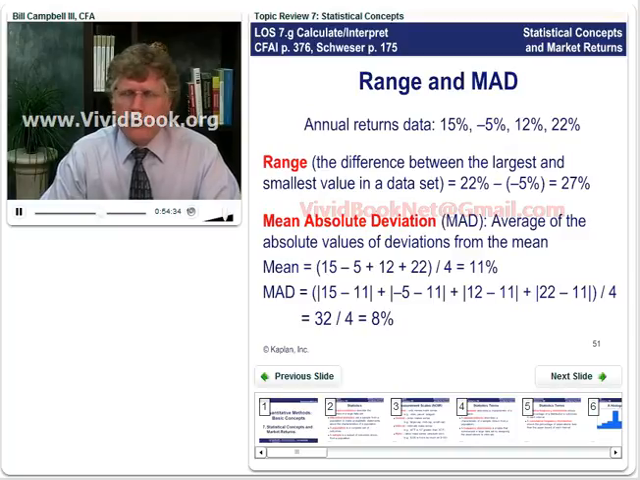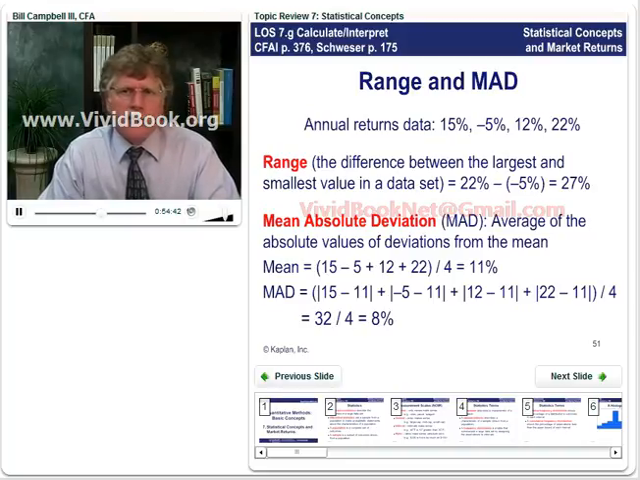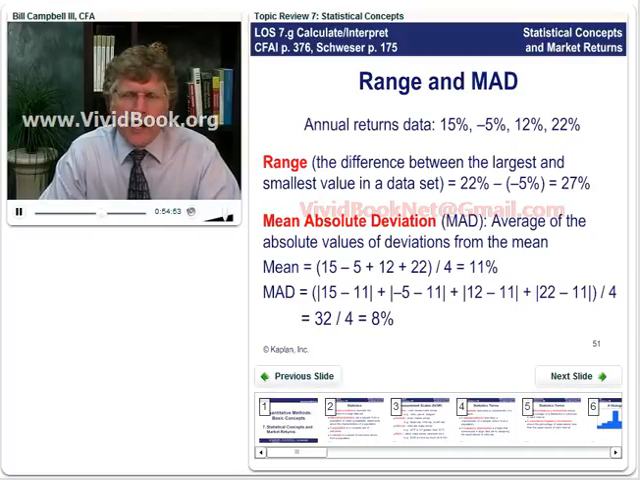The range is simply the difference between the largest and the smallest. Our largest return over these 4 years was 22%. Our smallest return was negative 5%. The difference between 22 and negative 5 is 27%. Remember, when you subtract a negative number, it's adding a positive number. Don't take 22% minus negative 5 and get 17. That will be one of the wrong answers CFA Institute will give you. Be careful.